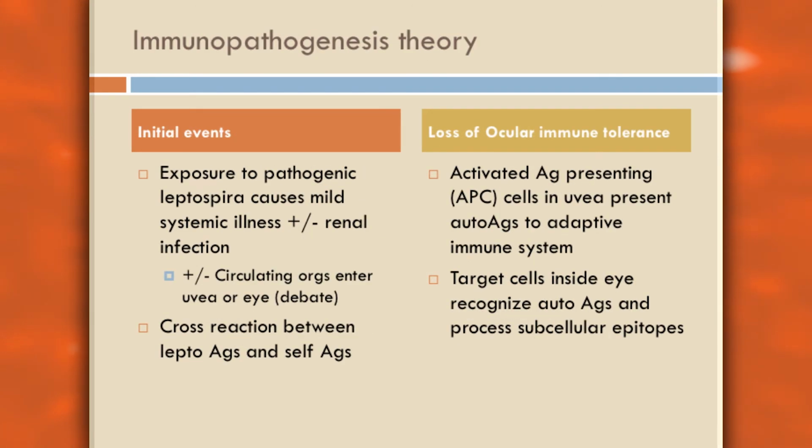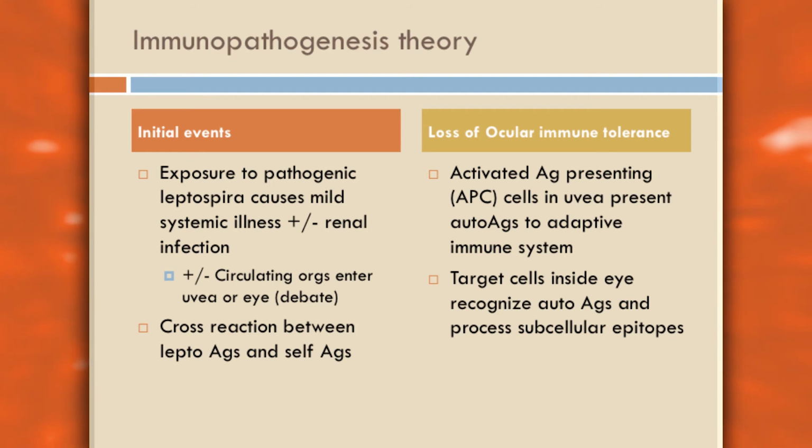So what is our theory of what happens? You have an initial trigger. You get exposure to the pathogenic leptospiral. The horse gets a little sick. Nobody even notices it, or doesn't think of it if they do see that they're sick. Somehow or another, that organism makes its way to the eye, and there is cross-reactivity between leptoantigens and self-antigens. Activated antigen-presenting cells in the uvea present these autoantigens to the adaptive immune system, and the eye has its own immune system.